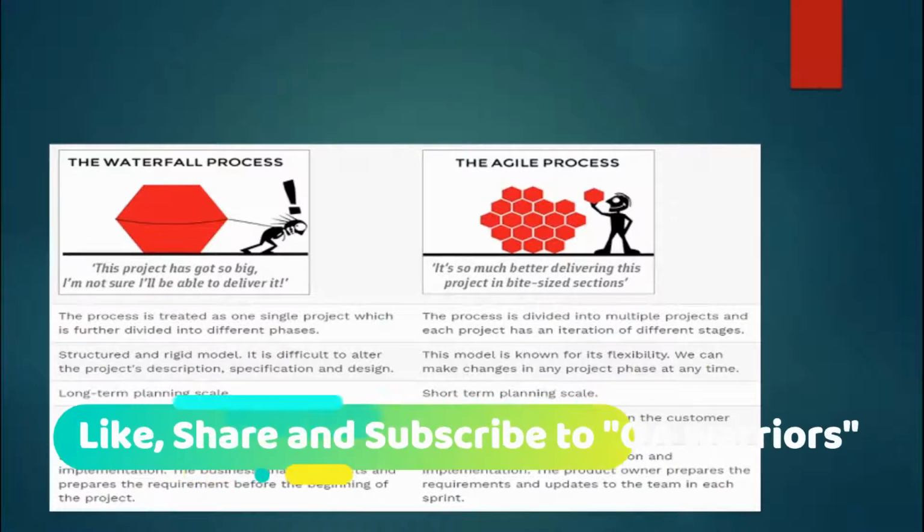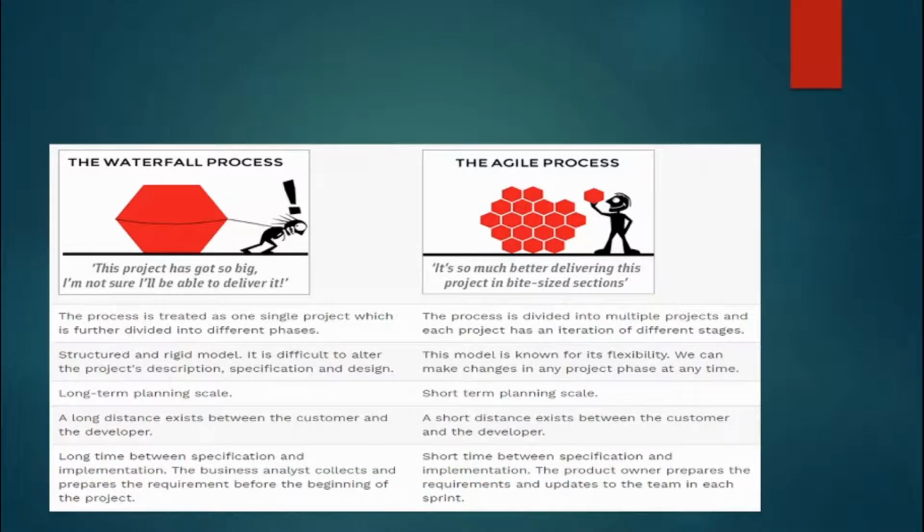Now in waterfall, it is treated as one single project which is further divided into different phases, but in agile the process is divided into multiple projects and each project has an iteration of different stages. For example, if you are creating an application which is integrated with some other application as well, in waterfall it will be considered a single project, whereas in agile, different modules will be considered different projects, and they will have their own iterations and own stages.